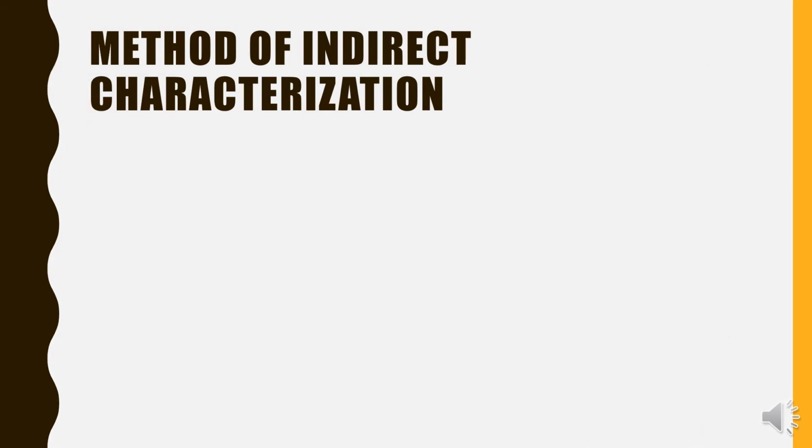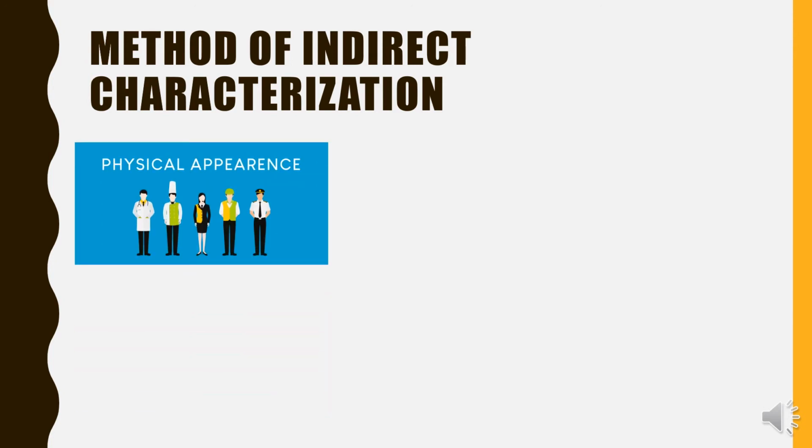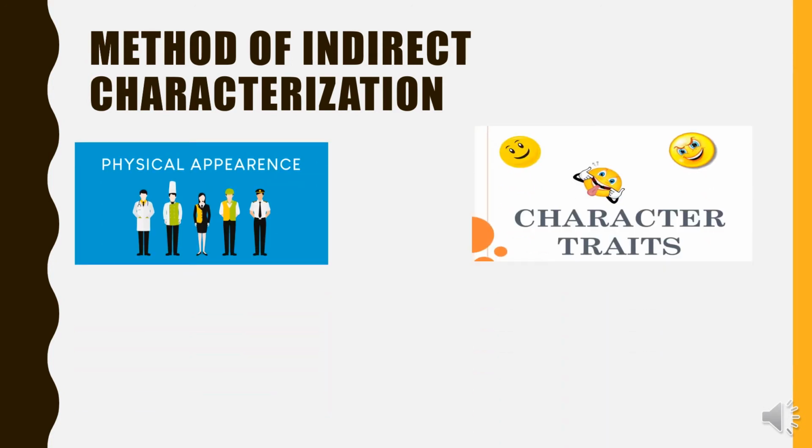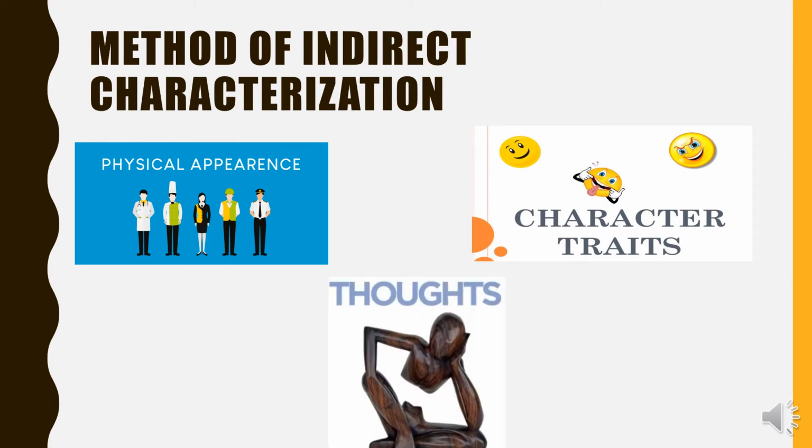What are the methods of indirect characterization? 1. The physical appearance. 2. The character's traits. 3. Thoughts.